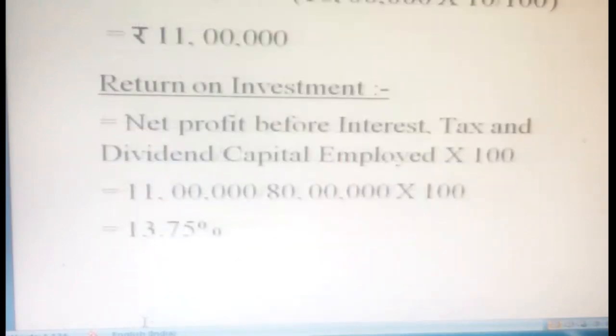Then return on investment. Net profit before interest, tax and dividend divided by capital employed into 100. Once you substitute here, 11 lakhs is just now we got, net profit before interest and tax, divided by 80 lakhs into 100. We get 13.75%. 13.75% for our return on investment, from our capital employed in the business.